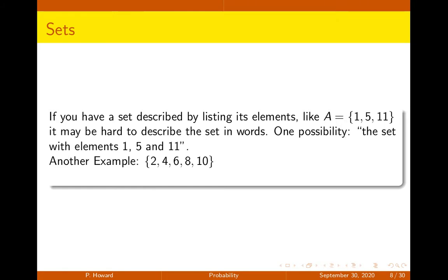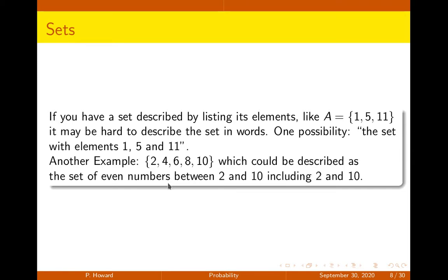We may be able to find a nicer description looking at the set whose elements are 2, 4, 6, 8, and 10. We could describe this as the set of even numbers between 2 and 10, including 2 and 10. It's not a very short description, but it is a description in words.